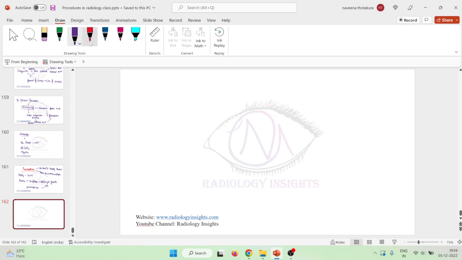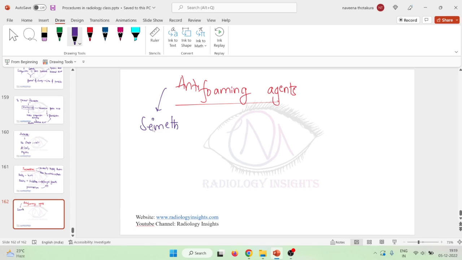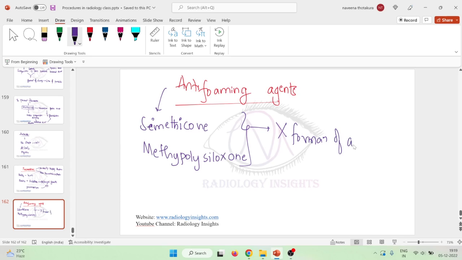Next, after preservatives, we have anti-foaming agents. These anti-foaming agents can also alter the coating of the barium. So what are these anti-foaming agents? Mainly we have simethicone or methyl polysiloxane. These are added and will prevent the formation of air bubbles. Anti-foaming is prevention of formation of foam. If there is formation of foam, you will see air bubbles, and these air bubbles will mimic polyps. So to prevent that, we use simethicone or methyl polysiloxane.